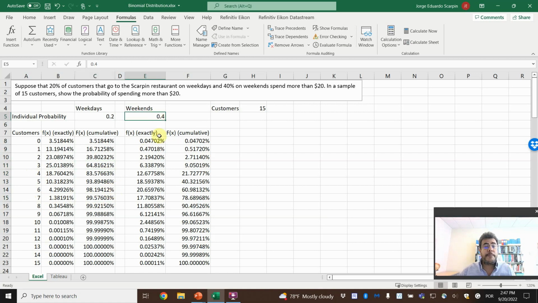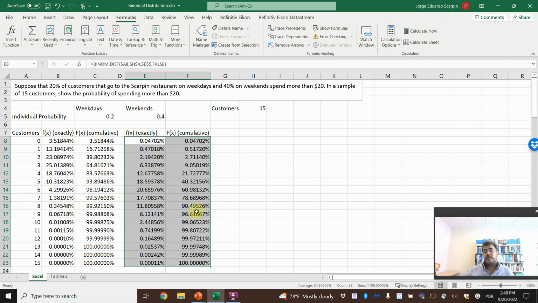And then if we go to 0.4, a 40% probability on weekends, we have this cumulative, or this exact number. Here it goes to the right because the highest number is 6. That is good: 6 customers will be purchasing more than $20. Or the cumulative, almost 40% probability of at least 2. Here, only 2%. Oh, that is so bad, only 2.